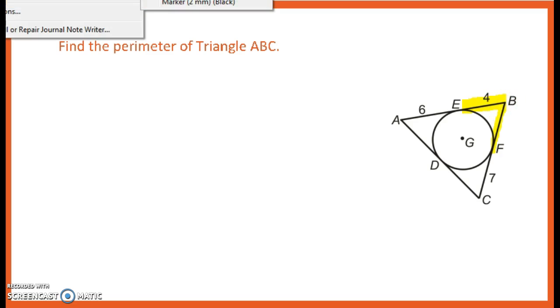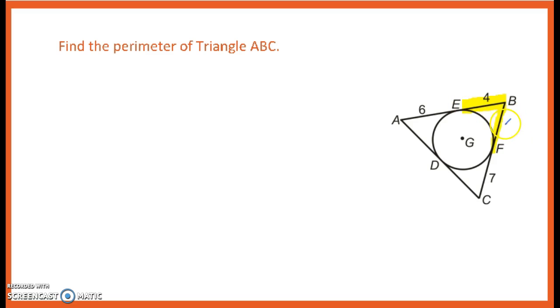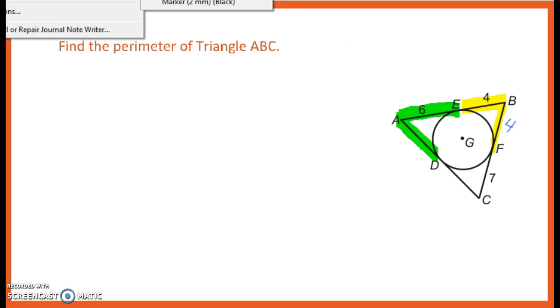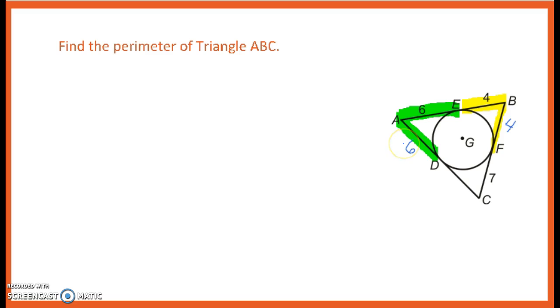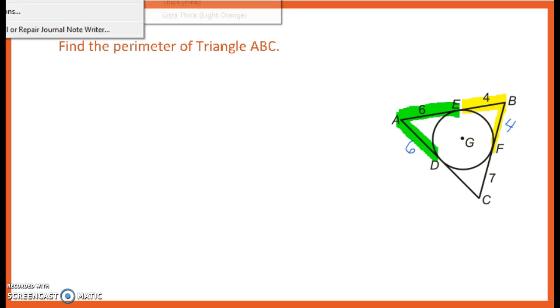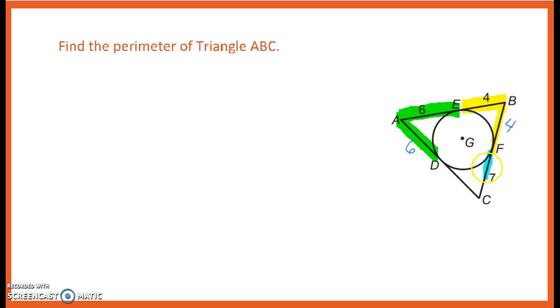So that tells us that if EB is 4, then BF is also 4. The same thing applies with AE and AD. They're 2 segments drawn tangent to the circle from the same external point. So that means if AE is 6, so is AD. And then finally, FC is tangent to circle G from the same external point C as CD is. So if FC is 7, then DC is also 7.